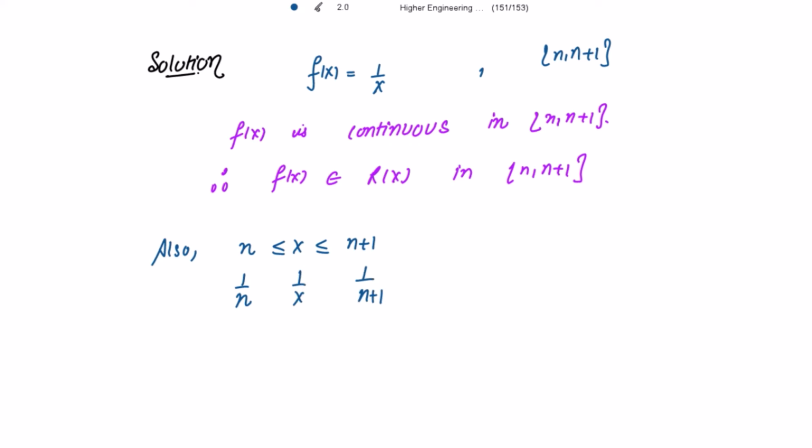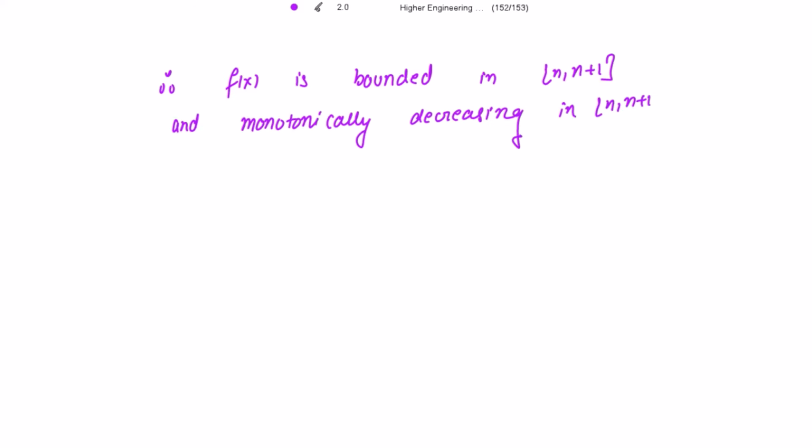And when taking the reciprocals, the sign changes. So f of x is less than equal to 1 by n. Or we can also write this as f of x is greater than equal to 1 divided by n plus 1 and less than equal to 1 divided by n. So f of x is bounded between 1 divided by n plus 1 and 1 by n. So therefore, f of x is bounded in the closed interval n to n plus 1 and is also monotonically decreasing in the same interval.